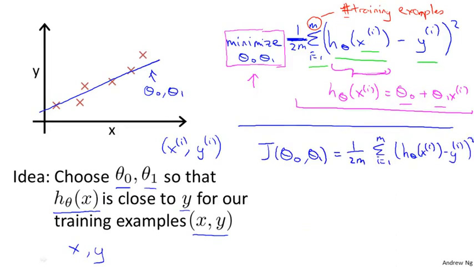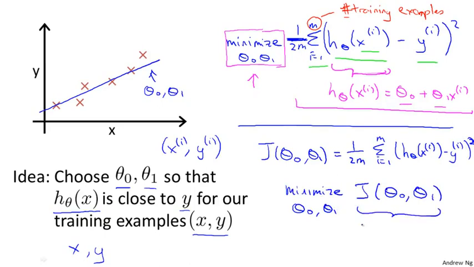And what I want to do is minimize over theta 0 and theta 1 my function J of theta 0 comma theta 1. Where, just to write this out, this is my cost function. So this cost function is also called the squared error function, or sometimes called the squared error cost function.